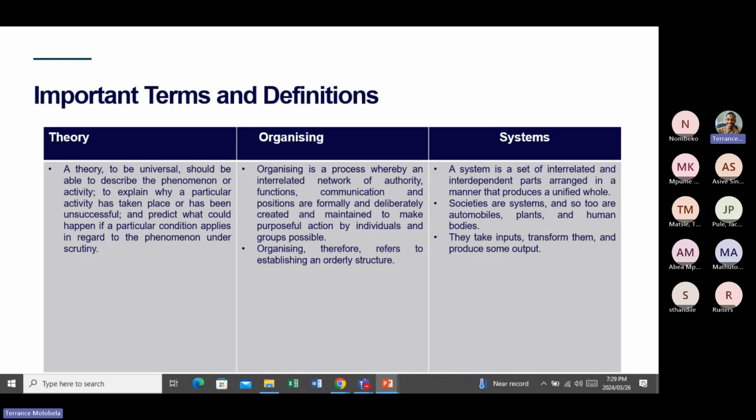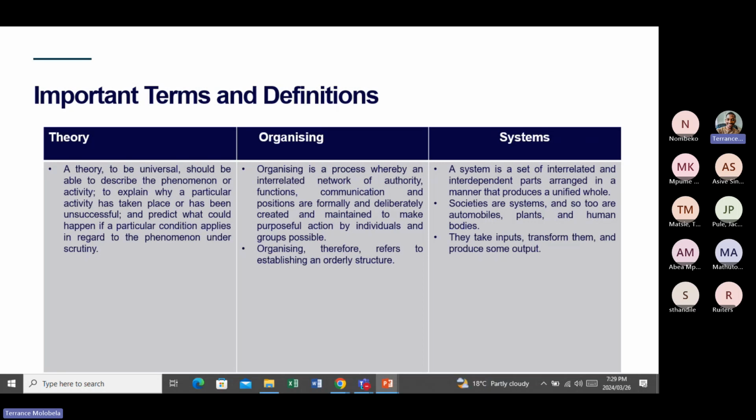For some, a theory is a system of universal beliefs that is able to describe a phenomenon or an activity. In other words, this system of belief brings you ideas as to why a specific activity needs to be undertaken. Again, it must also be able to explain why a particular activity has been taken, and whether it has been successful or unsuccessful. Very important: a theory must be able to predict what could happen if a particular condition applies in regard to the phenomenon under scrutiny.